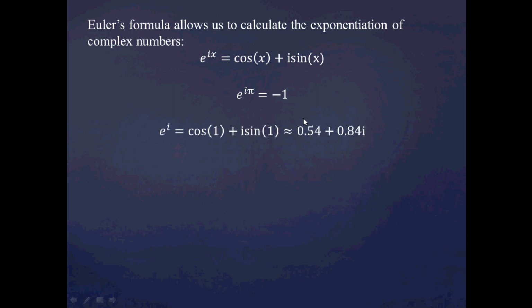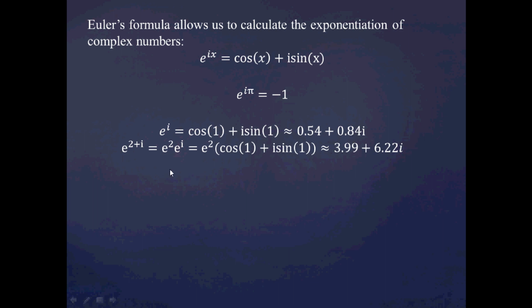And to give another special case, if we plug in x equals 1 into this formula, the formula tells us that e to the i power is equal to cosine 1 as the new real part, which is 0.54, plus i times sine 1 as the new imaginary part, so 0.84i.